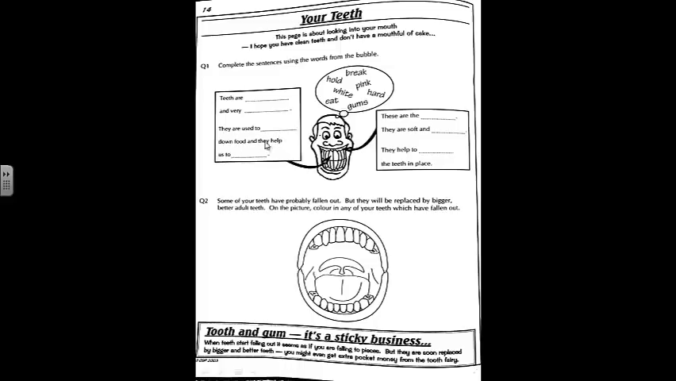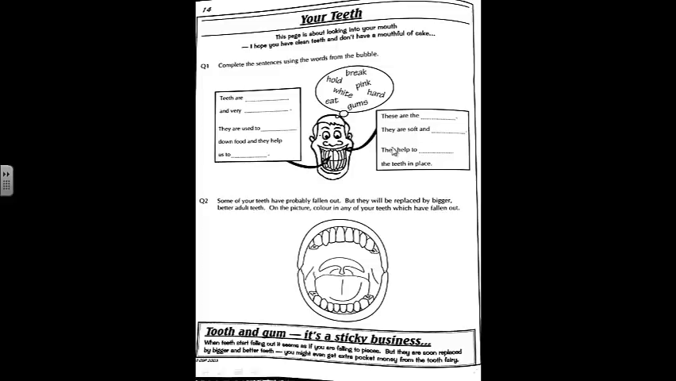I can't say eat because there is "down". I can't say "eat down", so it must be break. They are used to break down food and they help us to eat. Excellent. These are the gums. They are soft and pink.